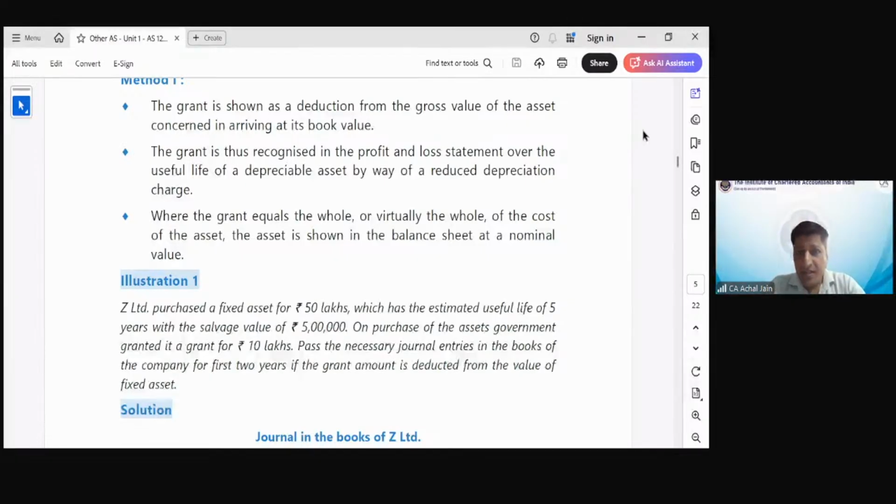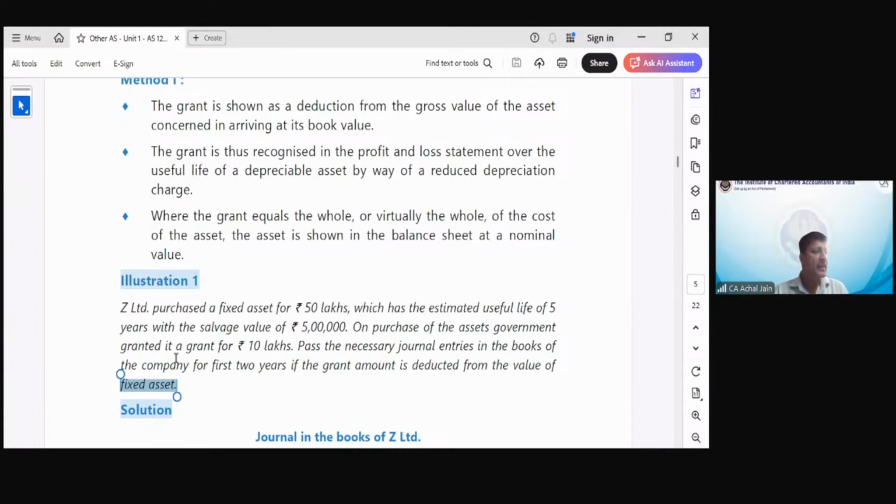If you understand this concept, and let's suppose you have this question in the exam, the question is itself answering you. It says the grant amount is deducted from the value of the fixed asset. If this is told to you, is there anything left? No, because the solution is available in the question itself.